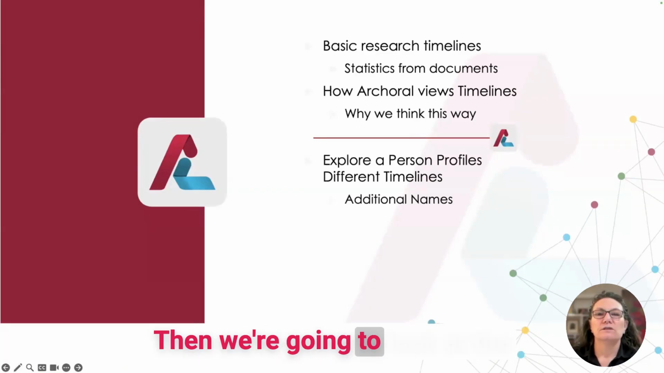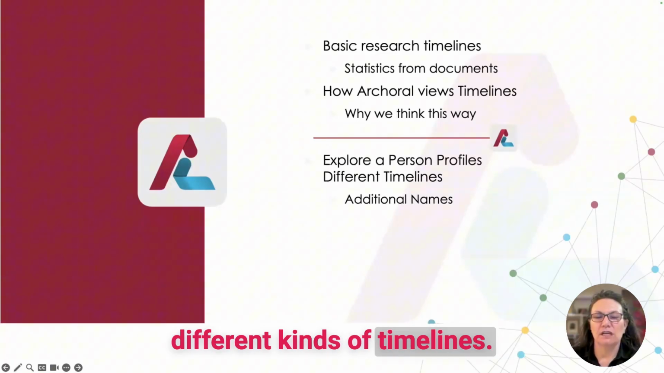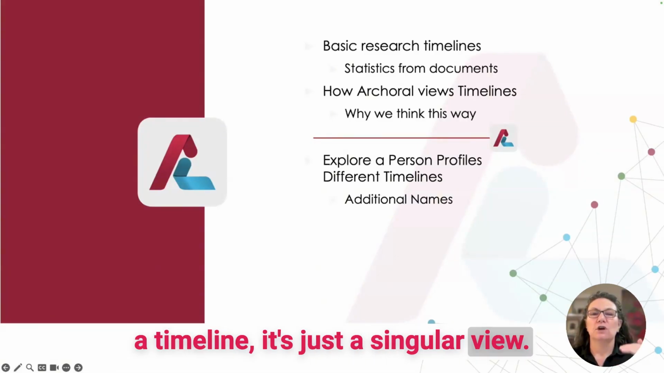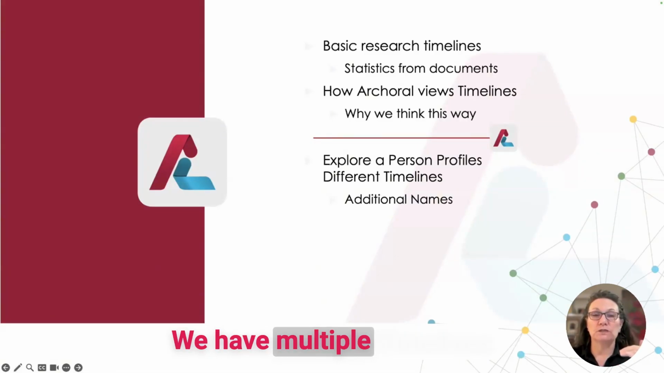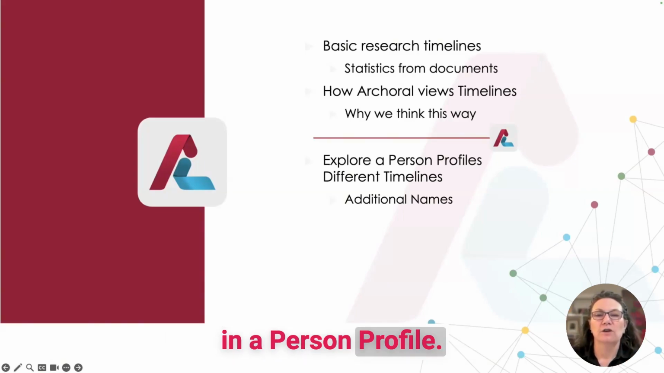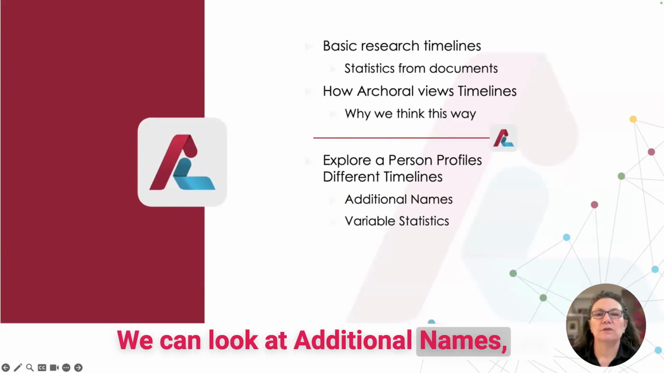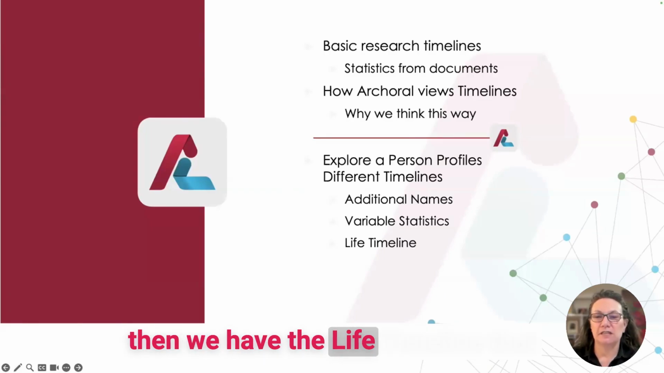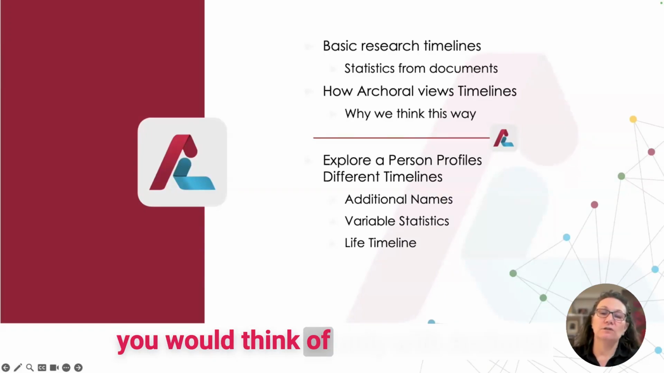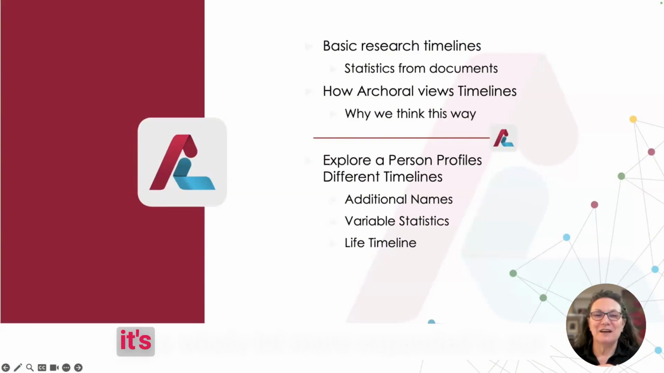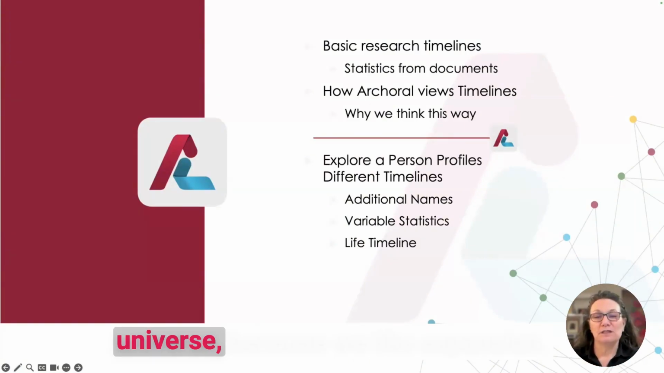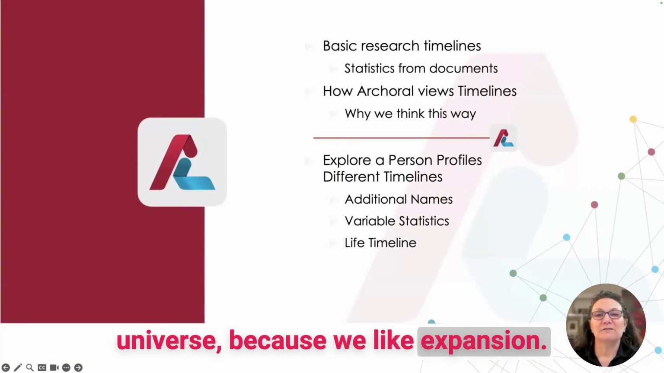Then we're going to look at the different kinds of timelines. So traditionally, when you think of a timeline, it's just a singular view. We have multiple timelines in a person profile. We can look at additional names, we can look at variable statistics, and then we have the life timeline that you would think of. Only with Archoral, it's a whole lot more expanded in our universe because we like expansion.